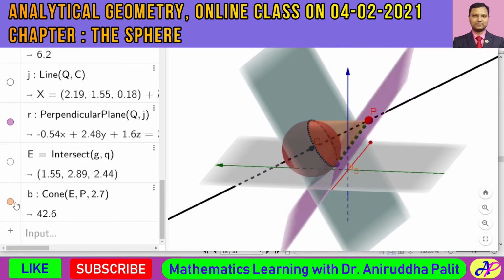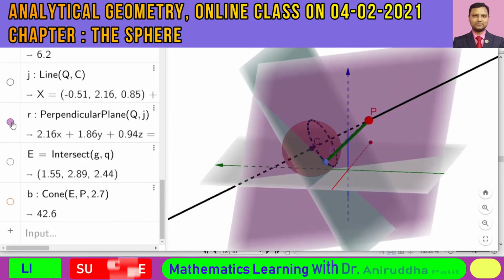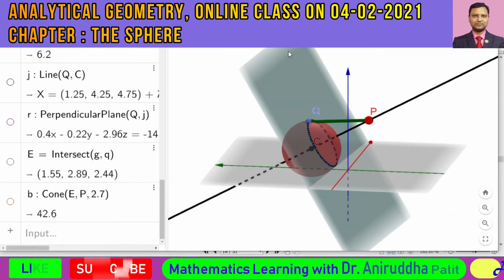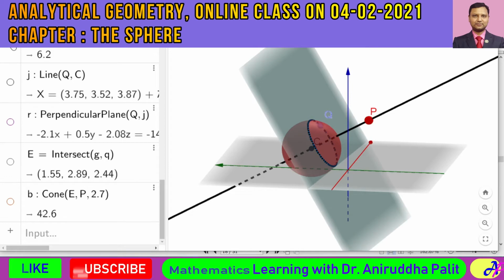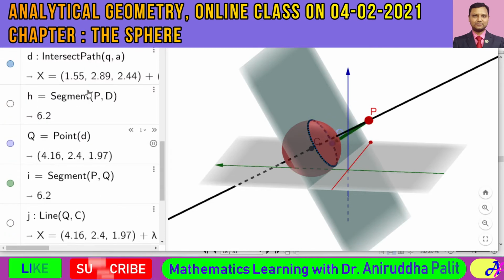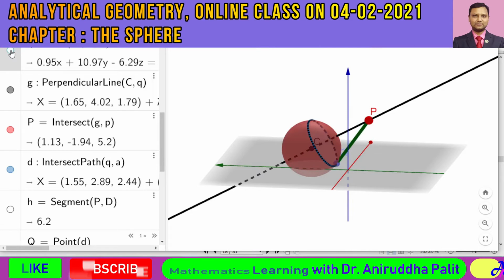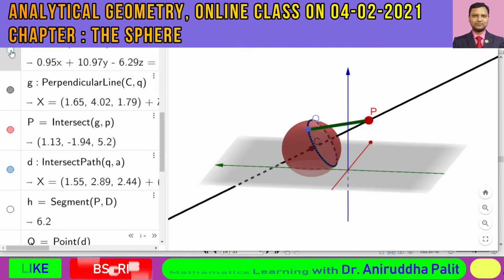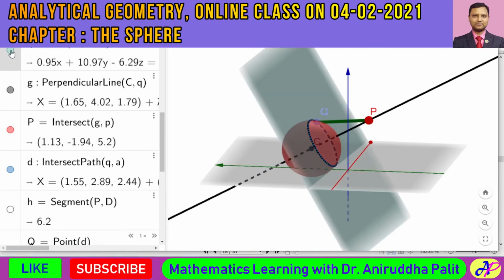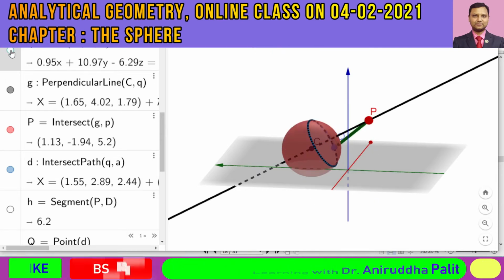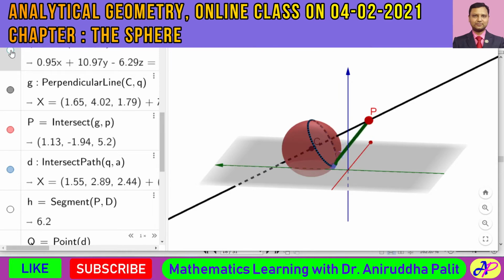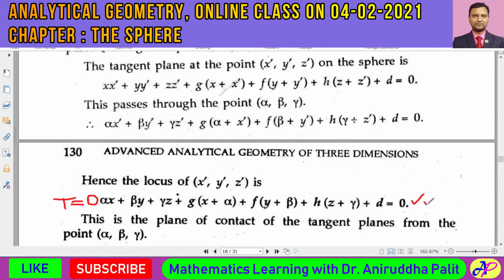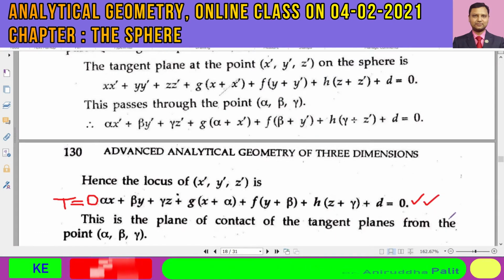Therefore we can say that this point Q will always lie on this kind of plane, and this plane is called the plane of contact of the tangent lines drawn from the point P. The equation of this plane of contact is given by T equal to 0.